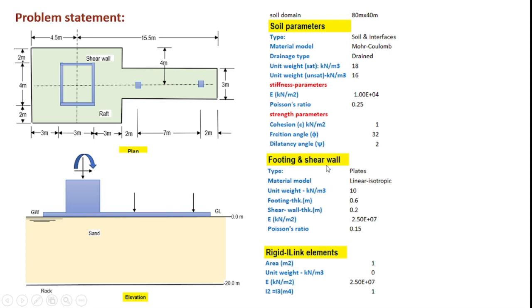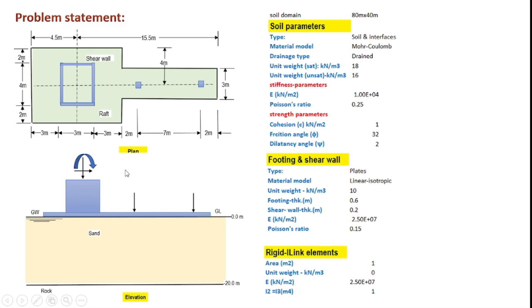Now coming to the footing and the shear walls, both will be modeled using the plate element available in the PLAXIS, and the material model used will be linear isotropic. And the unit weight of the concrete material is taken as 10 kN per meter cube. And the raft will have a thickness of 0.6 meters, whereas the shear wall will have a thickness of 0.2 meters. The E value of the concrete material is taken as 25 into 10 raised to 6 kN per meter square with a Poisson's ratio of 0.15.